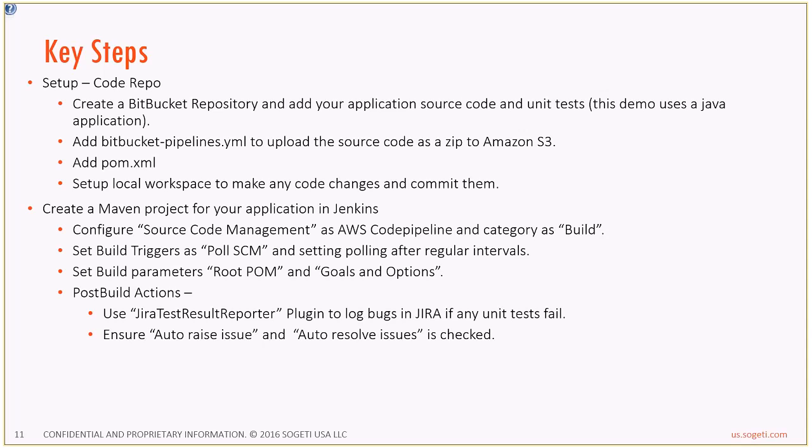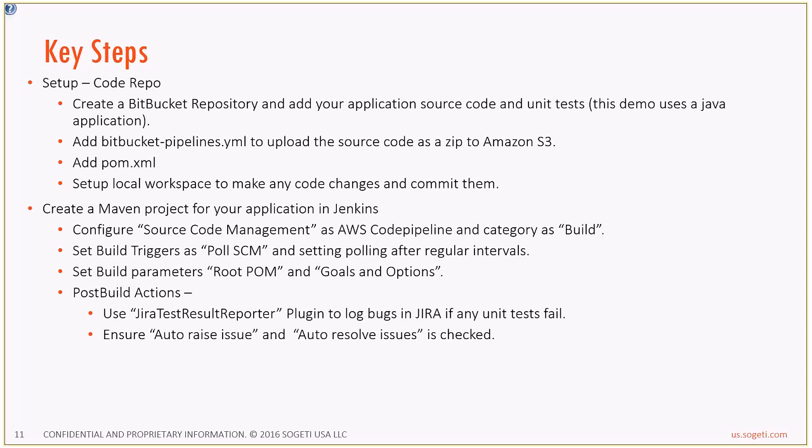So after we have set up our core repository, the next step would be to create a Maven project for our application in Jenkins. We will be using this Maven project to build our application. What I have enlisted over here are some key configuration parameters that we need to keep in mind. The first one is regarding the source code management. We need to ensure that we select AWS Code Pipeline as our provider for source code management, as well as the category under it as build.